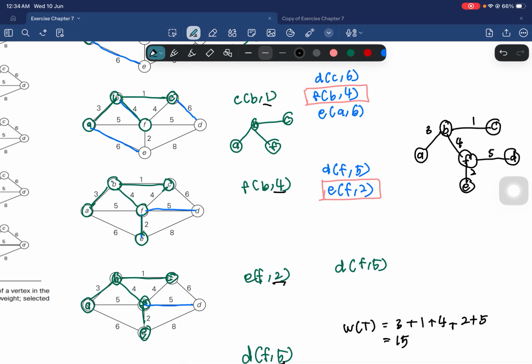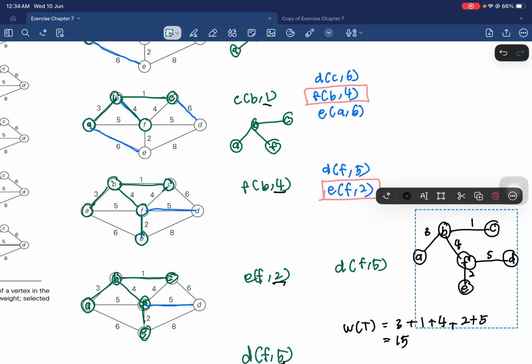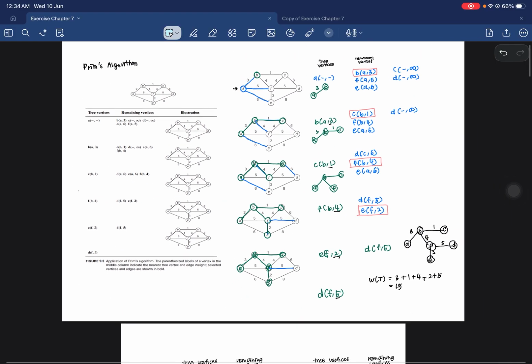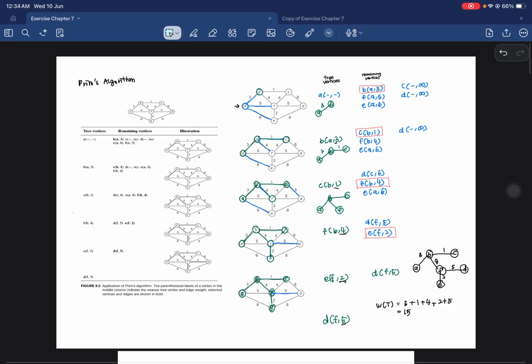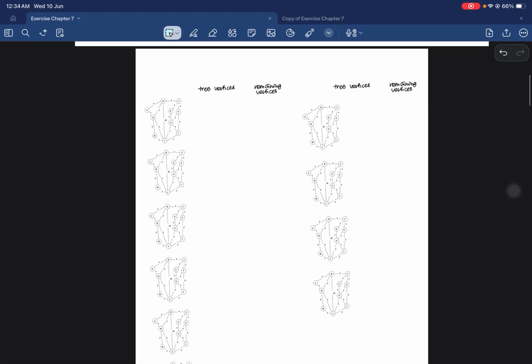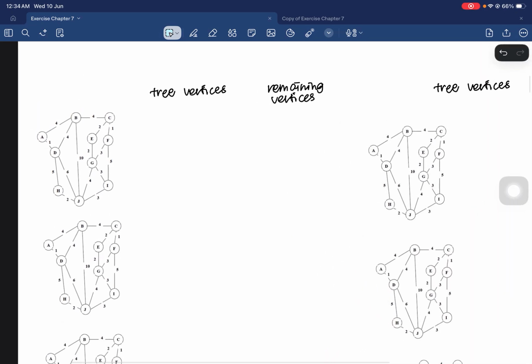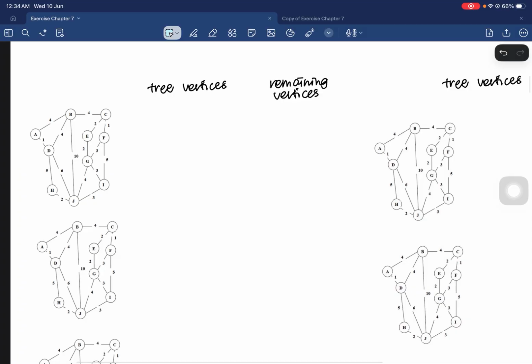Alright, so this is the example for Prim's algorithm. Let's move to the second example for Prim's algorithm. Here I just copy it. We have to find the vertices and the remaining vertices. So let's try to answer this.